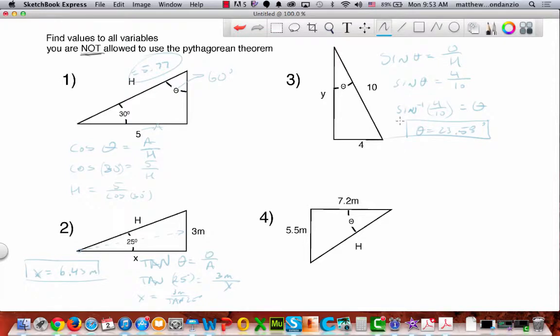All right. So I said, okay, let's use cosine. So the cosine of theta equals what? Cosine of theta equals adjacent over hypotenuse.